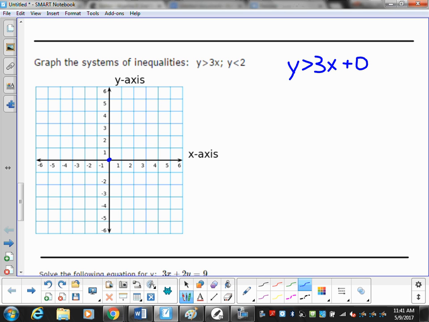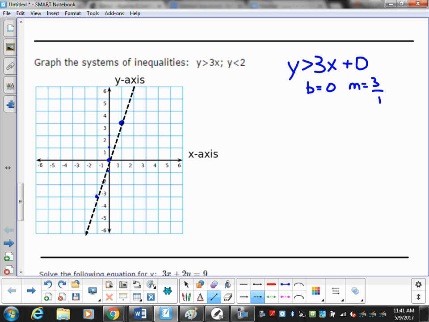And then my slope: b is equal to 0, and m is 3 over 1. So I go from here, up 1, 2, 3, and over 1, and that's where my next point is. I can also go down 3 and to the left. This is not an equal to, it's y is greater than 3x, and so what we have is a dashed line. Try to remember that dashed line for those inequalities. And so there's my graph.